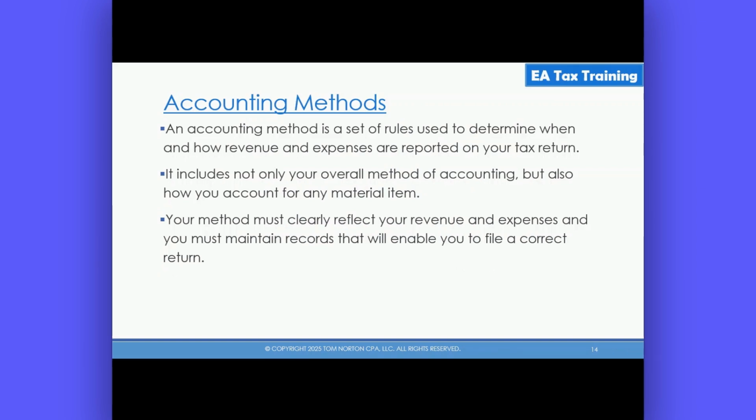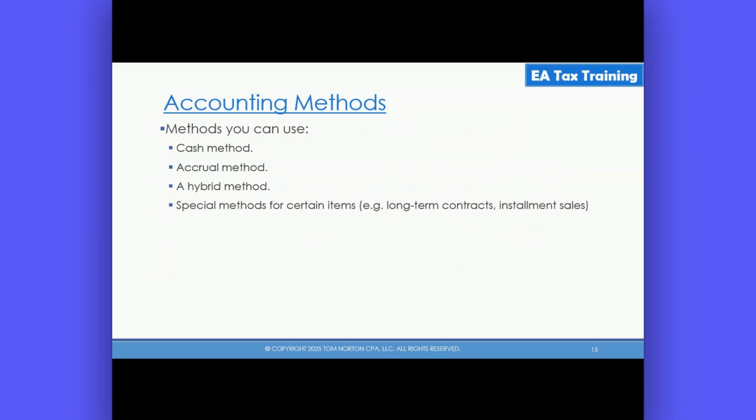Whatever method you use, it must clearly reflect your revenue and expenses, and you must maintain records that will enable you to file a correct tax return. Here are the methods you can use. The two that we usually talk about, and we talked about in part 1, are the cash method and the accrual method. That is the primary distinction. You will want to know, does the business use the cash method or the accrual method for tax purposes?